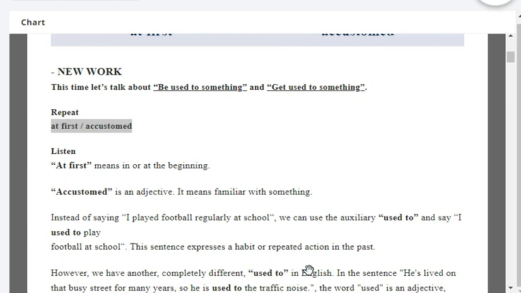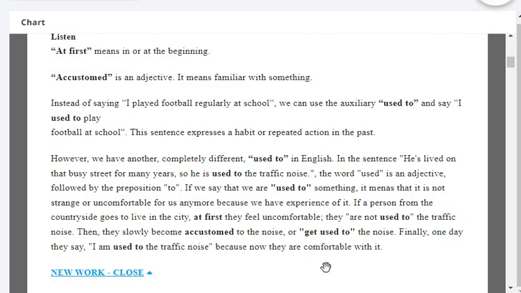Instead of saying I played football regularly at school, we can use the auxiliary used to and say I used to play football at school. This sentence expresses a habit or repeated action in the past already. However, we have another completely different used to in English. In the sentence, he's lived on that busy street for many years, so he is used to the traffic noise, the word used to is an adjective followed by the preposition to.